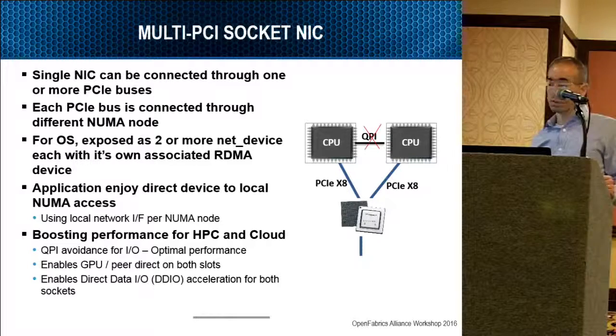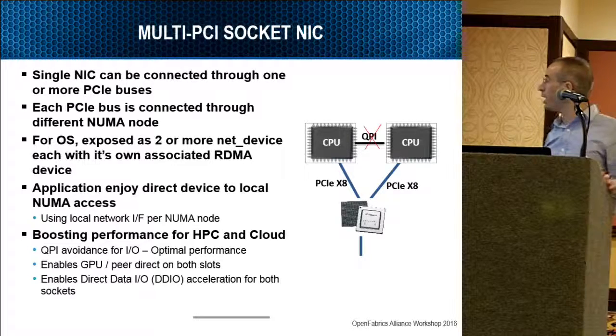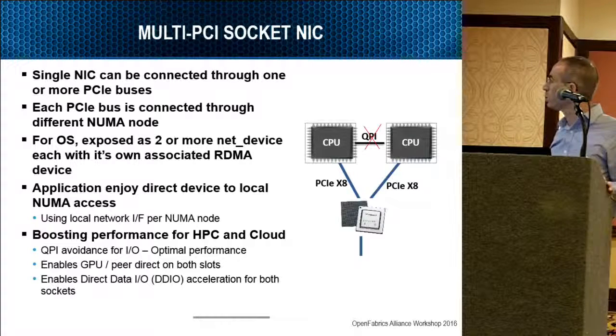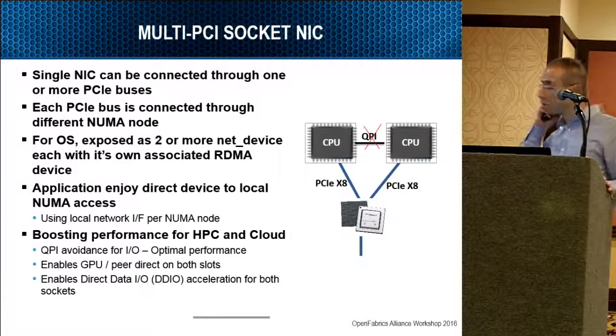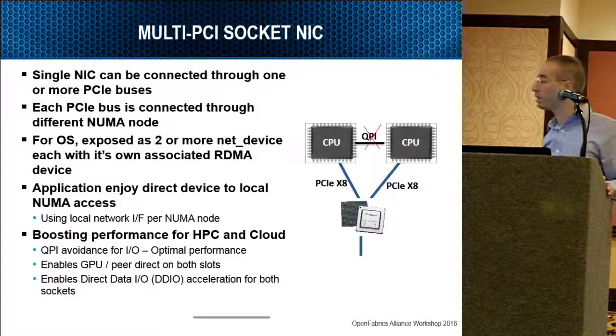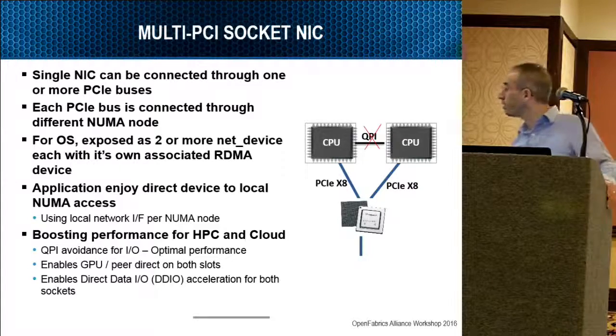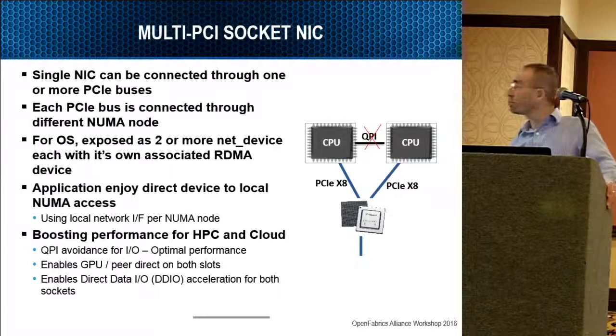And in this way, applications can enjoy local NUMA access from any one of those cores. So an application can choose: if it runs on this core, it can send and receive traffic through this lane, and if it runs on this core, it can send and receive on this lane. And doing so, it basically can bypass the QPI bus. So we can see a nice performance boost. I will show some graphs next.